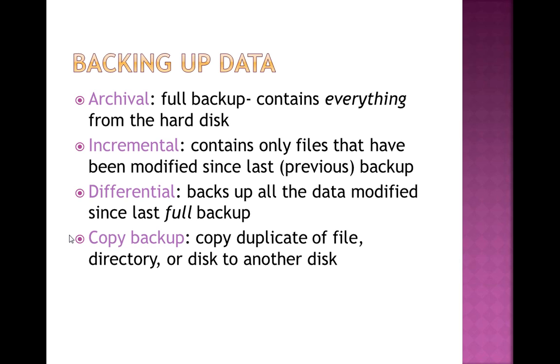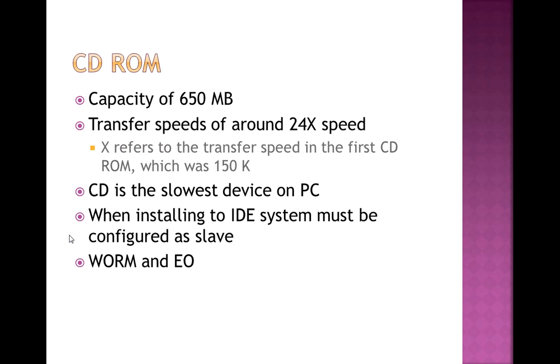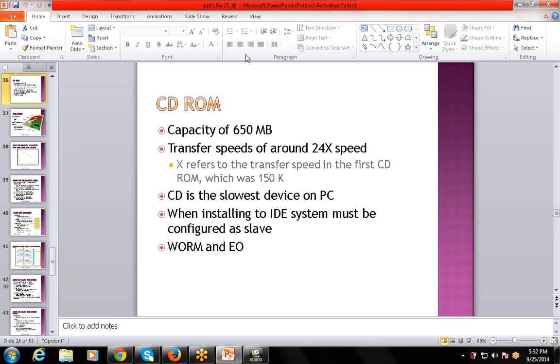Next, differential backup, that backs up the data modified since the last full backup. Copy backup, that is, copying a duplicate of the file, directory or disk to another disk. Now next is your CD-ROM, that is compact disk read-only memory. Now let's see what is CD-ROM, what are the capacities, and what tools are available for the CD-ROM.